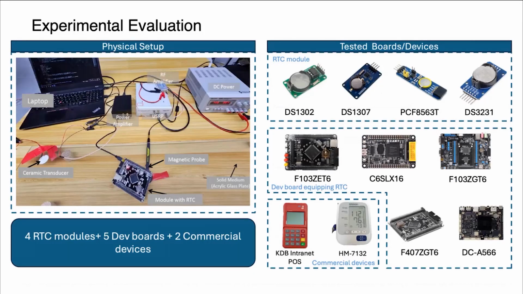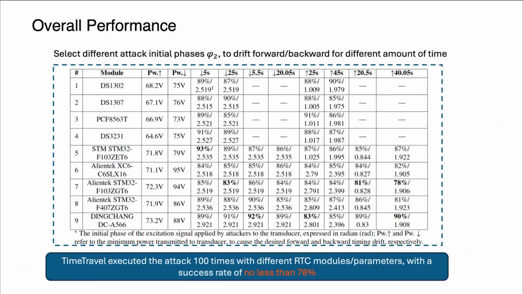Based on the findings, we validate the attack on a variety of RTC modules, development boards equipped with RTC, and 2 commercial devices. We tested these modules by selecting the corresponding attack parameters for various forward or backward drift amounts and repeating each test 100 times. The success rate was no less than 78%, showing that this vulnerability exists in many RTC modules.